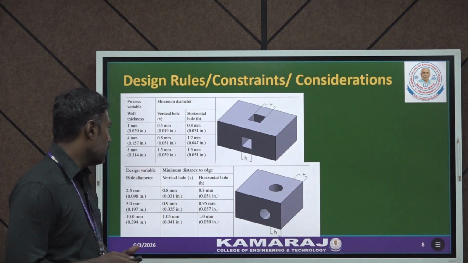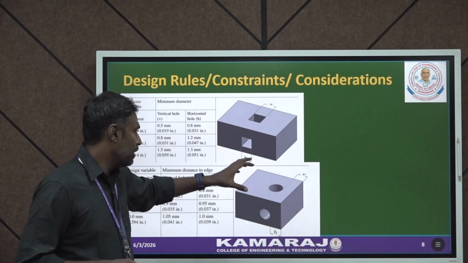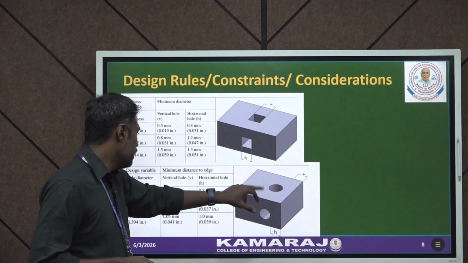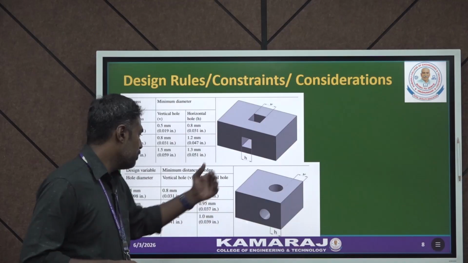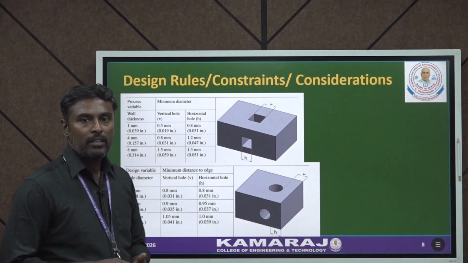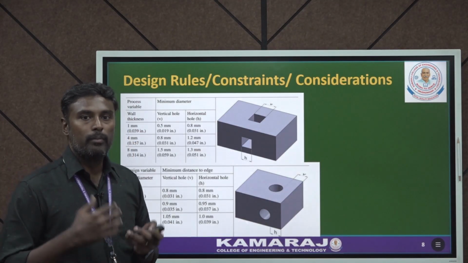For most vertical holes, the size may be very small, that is if it is a circular diameter, it is 0.8 mm, but if it is a horizontal hole, it may be around 0.9 mm. So we have to maintain the proper design rules.